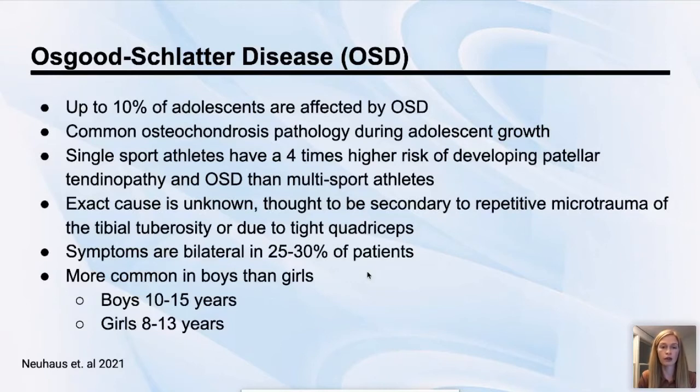The exact cause is unknown. It's thought to be secondary to repetitive microtrauma of the tibial tubercle or due to tight quadriceps. Symptoms are bilateral in 25 to 30% of patients. It's more common in boys than girls, and it's most common in boys 10 to 15 years and girls 8 to 13 years. In severe cases, it can cause a partial avulsion of the tibial tubercle.